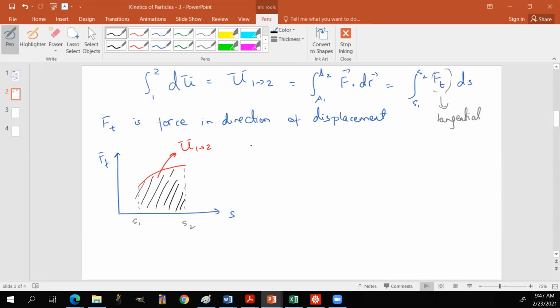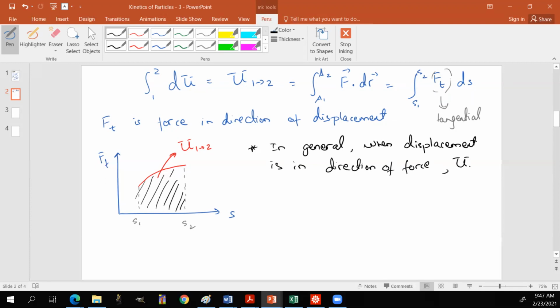All right, and in general, now you start getting into some more abstract concepts like signs and directions and things like that. So in general, when the displacement is in the direction of force, the work done from moving from one position to the other is positive, right? So positive, like that, right?